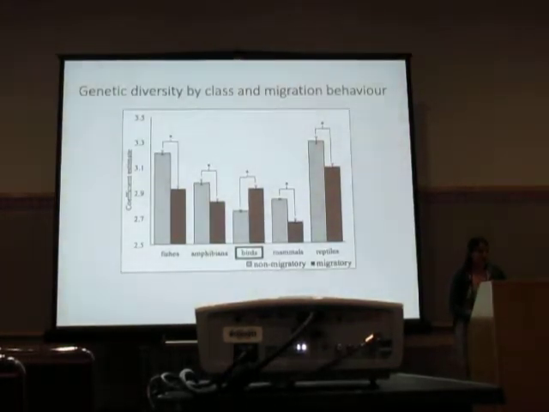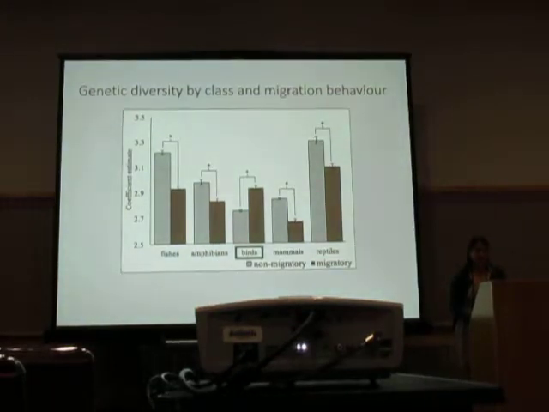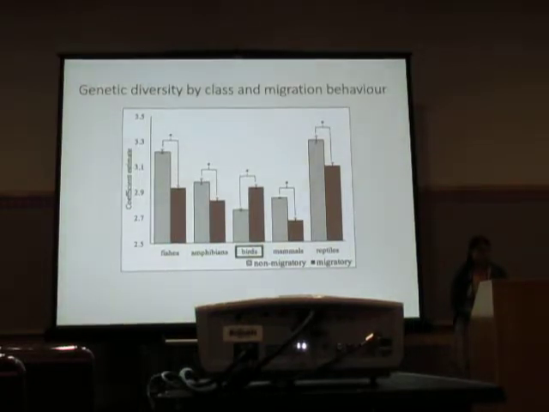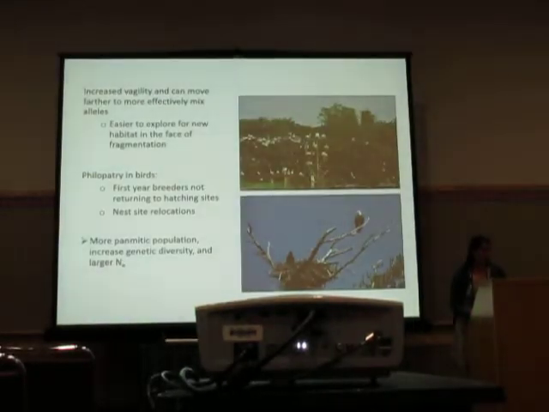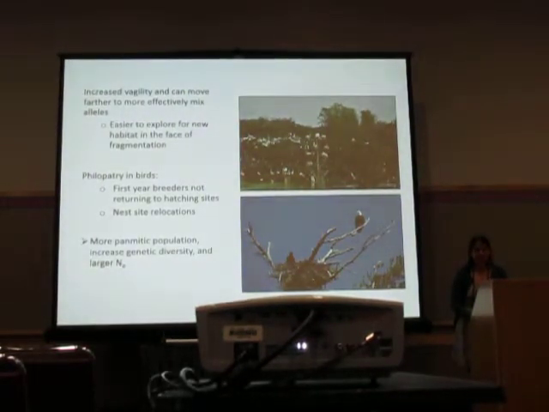However, we saw something different in birds. Migratory birds were shown to be significantly more genetically diverse than their non-migratory counterparts. And this may be due, again, to a number of things. One being the increased vagility known to occur in avian species. Vagility is the ability to move from place to place or to disperse, which means that more agile birds can move farther to effectively mix their alleles. Also, it may be easier for birds to explore new habitat in the face of fragmentation events.